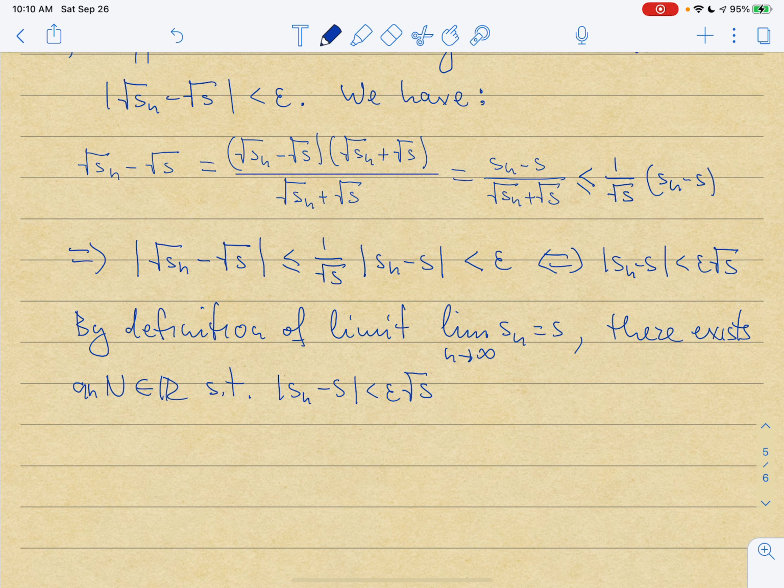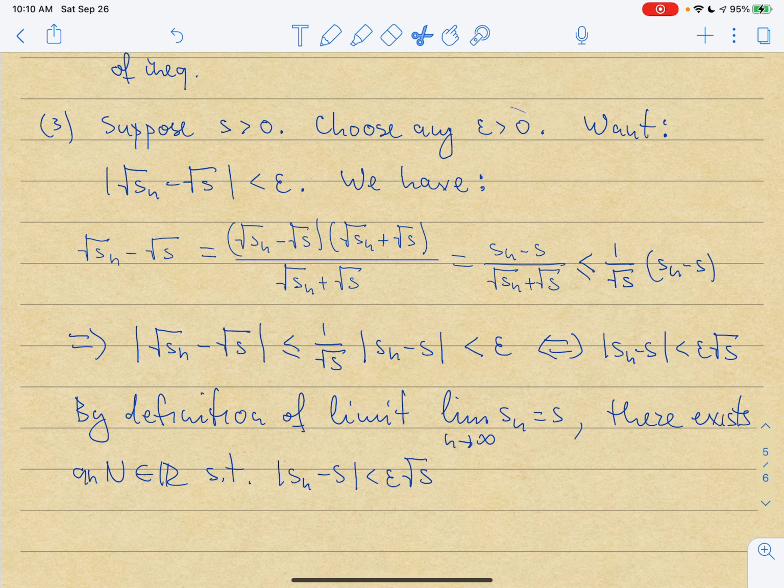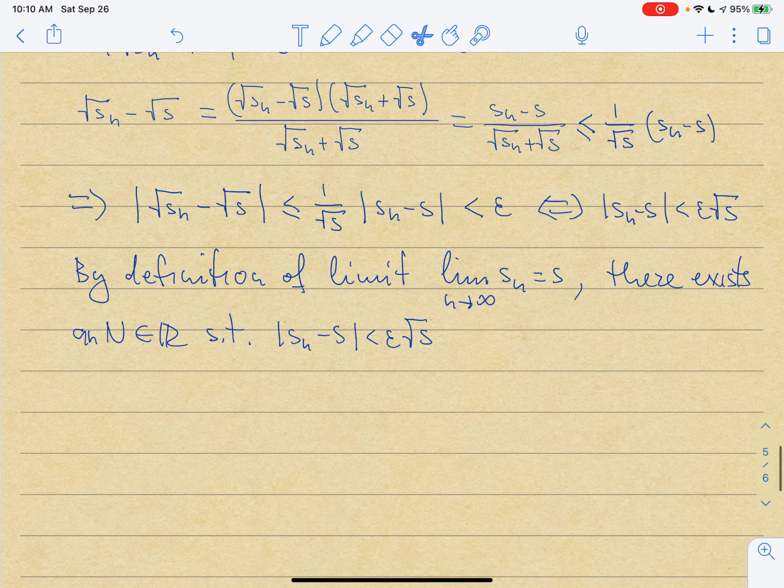But then what have I found? Given an arbitrary epsilon greater than 0, I was able to find a capital N such that this is going to be true. But if this is true, then by following the inequalities backwards, I get that this guy is less than epsilon, and so that means that the limit of square root of Sn must be square root of S, and so once again, we're done.